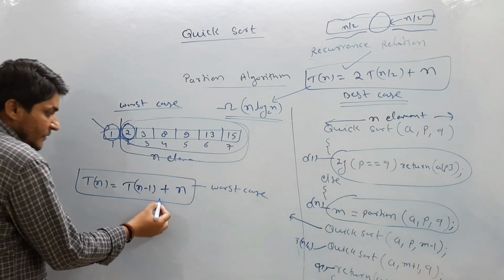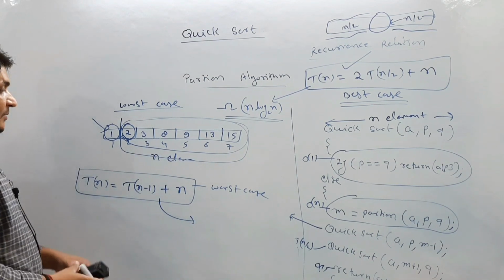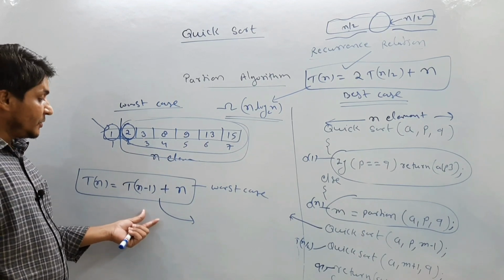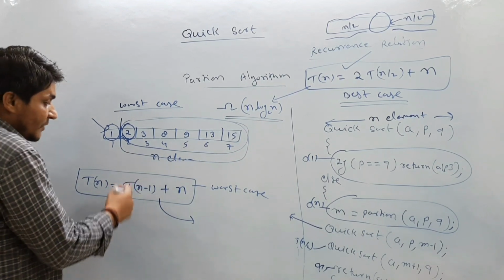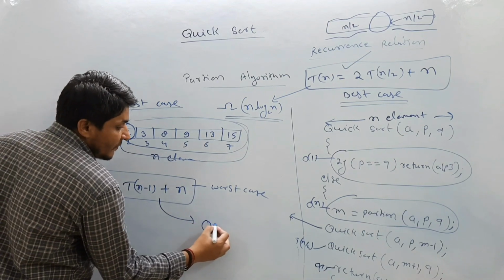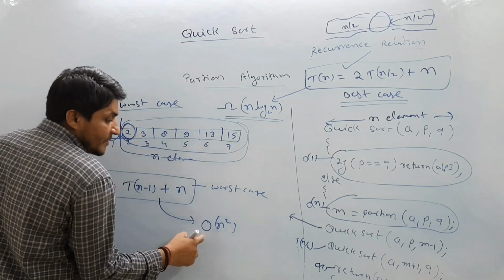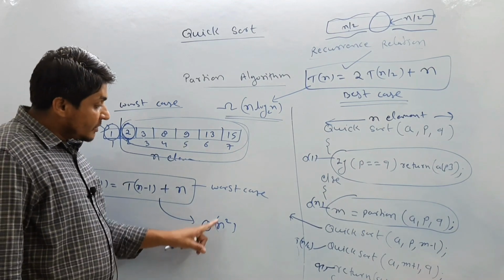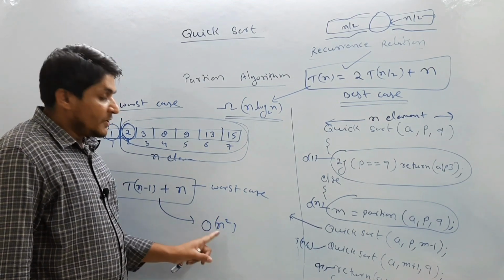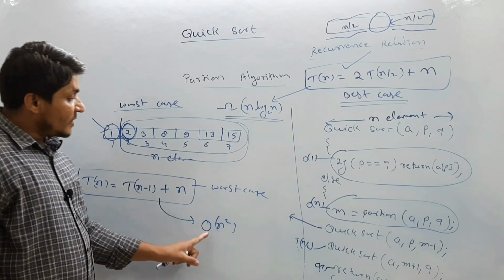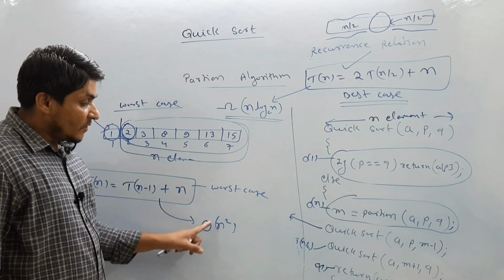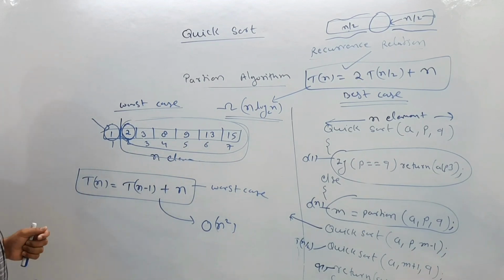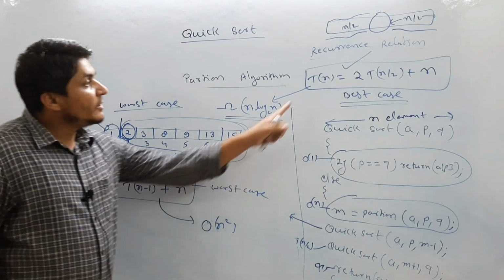I have already made a video on how to solve this recurrence relation using the substitution method. You can watch that video. If you try to solve this, it is going to be order of n square. Here capital O is big O notation, so in the worst case, the time complexity of quicksort is order of n square. So this is quicksort in the worst case and in the best case.